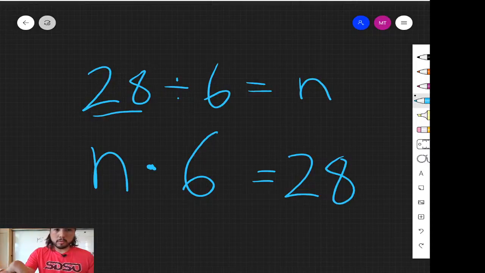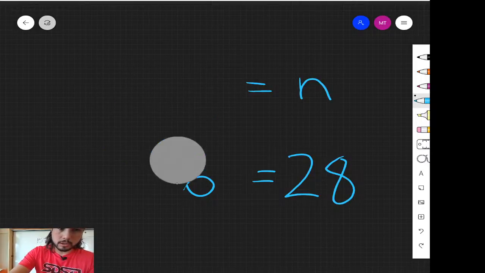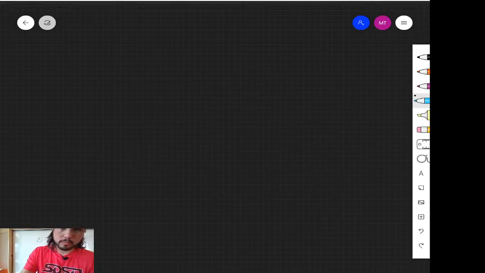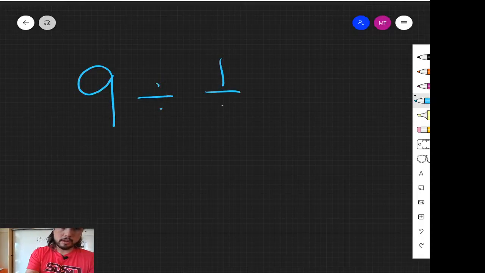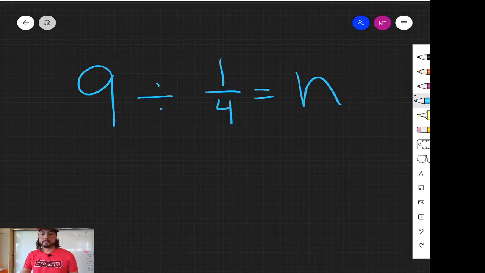Okay, let's try one more, and then I'll let you get started on the exit ticket. It should have posted to Google Classroom by now, but let's try this one as a fraction. Remember, because we're not solving for n, it doesn't actually change the mechanics of what we're doing here. If we had 9 divided by 1/4 equals n, what would the inverse operation of this equation look like?